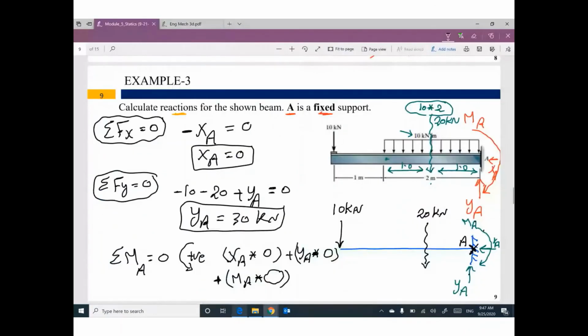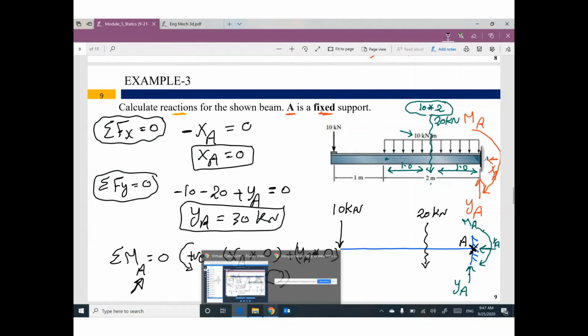You are at A. You are sitting at A. And your moment also at A. So what is the distance between A and MA? Both of them at the same location. So what is the distance?